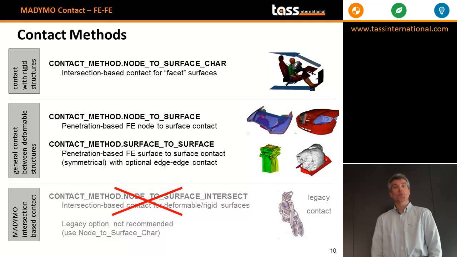If you look in your reference manual, you will see that there is also something like a node to surface intersect. Generally it is not recommended to be used, although in one of the last slides we will address some use cases where you could use it.